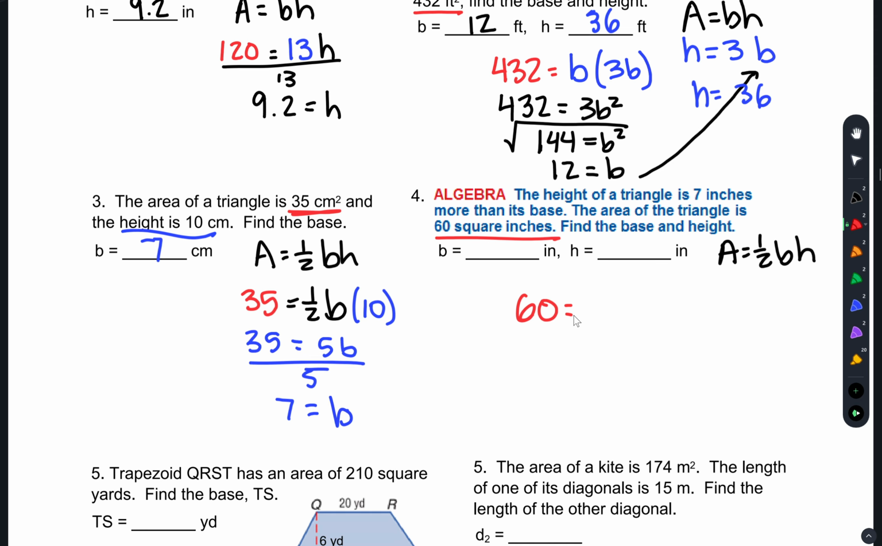Here's where things get tricky. I don't know the base. I don't know the height. What am I going to set up here? What do we think? How does one variable relate to the other? I got B and I got H. Any ideas?